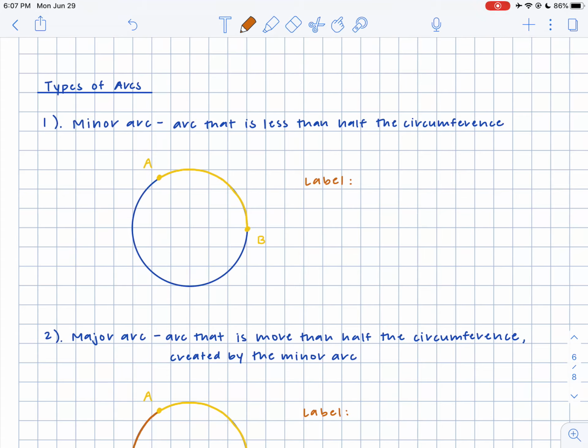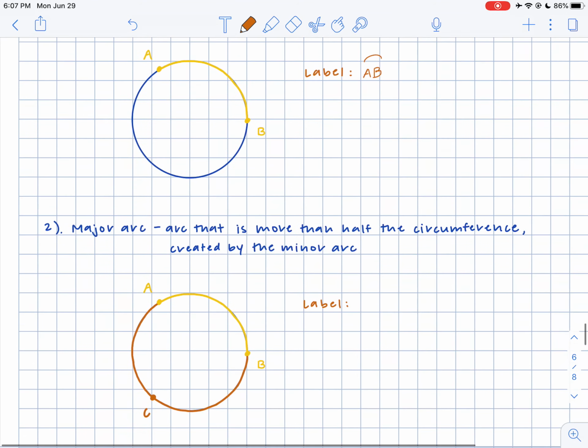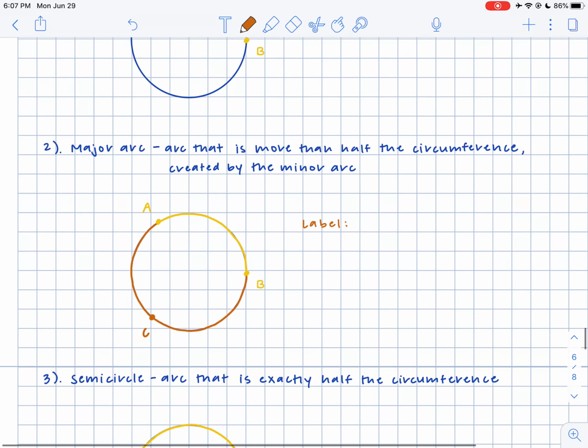Now remember, we had to label angles, triangles, segments. Now we also have to know how to label arcs. How do we do that? Well, we see it has endpoints AB, so we'd write AB and just a half moon or an umbrella on top. Okay, so now the second type is a major arc. This is an arc that is more than half the circumference, and it's created by the minor arc.